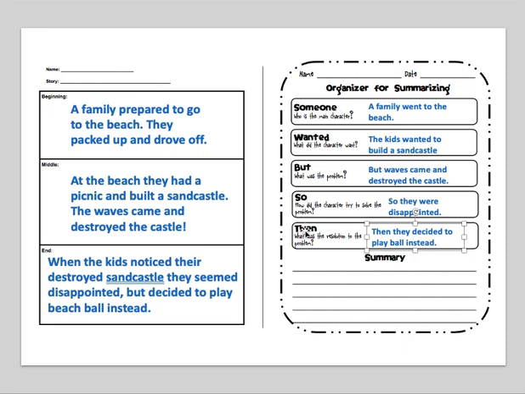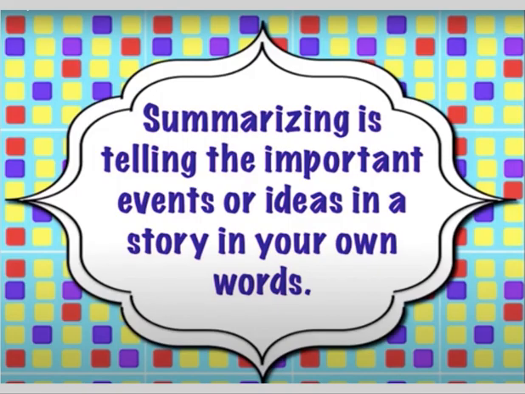This someone wanted but so then gives you an outline to help write your work. I still need to go back and make sure, like this, but waves came and destroyed the castle, is built into a better sentence. That's not complete yet. You want to make sure if you use beginning, middle, end, or someone wanted but so then, you tell the highlights of the story. Remember, a summary tells the important events or ideas in your own words. And you do that using your great fourth grade writing. Capital letters, full sentences, periods, and your words, not the author's words.